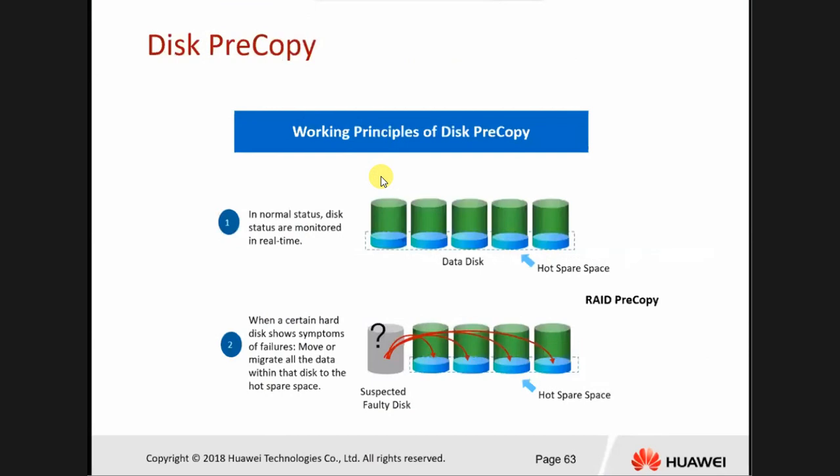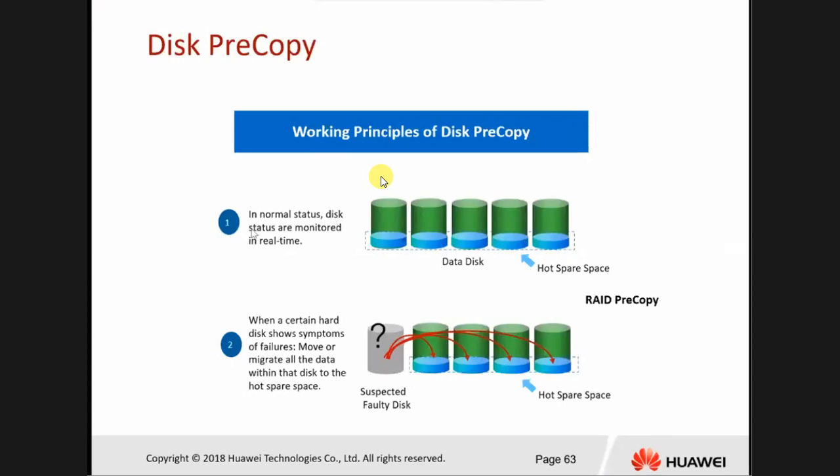Okay, next is called disk pre-copy. This function, pre-copy, you don't need to configure it because the system will automatically activate this when you construct a RAID. So how does this pre-copy work? Let's say that right now I have 1, 2, 3, 4, 5 disks. Each and every one of these disks has a hot spare space inside.